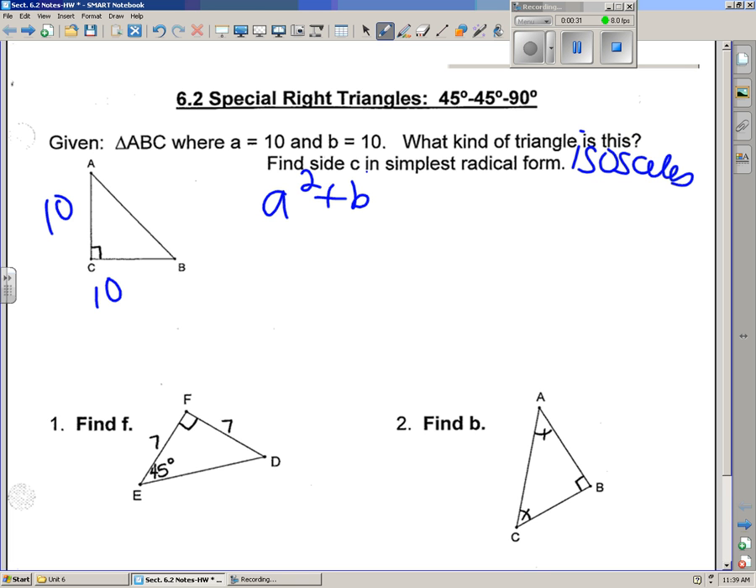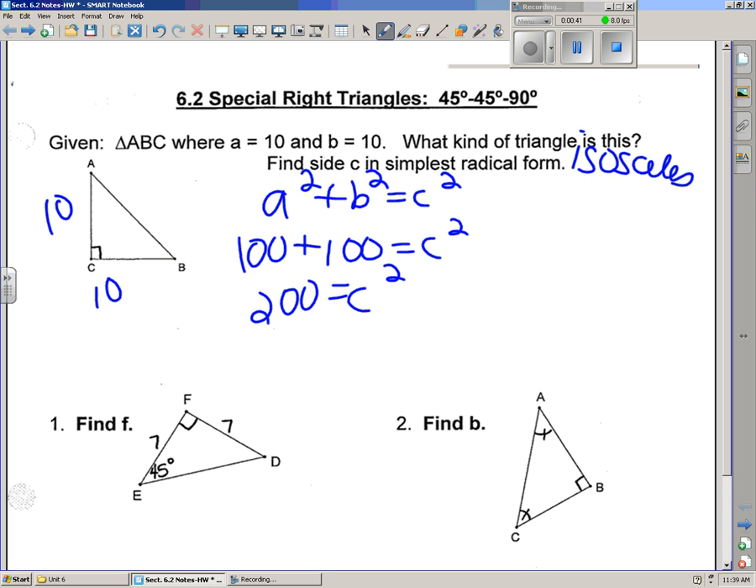A squared plus B squared equals C squared. So I've got 10 squared, which is 100. 10 squared again is 100, which is C squared. 200 equals C squared. When I square root 200, I know that 200 is formed by 100 times 2. So then C becomes 10 radical 2.